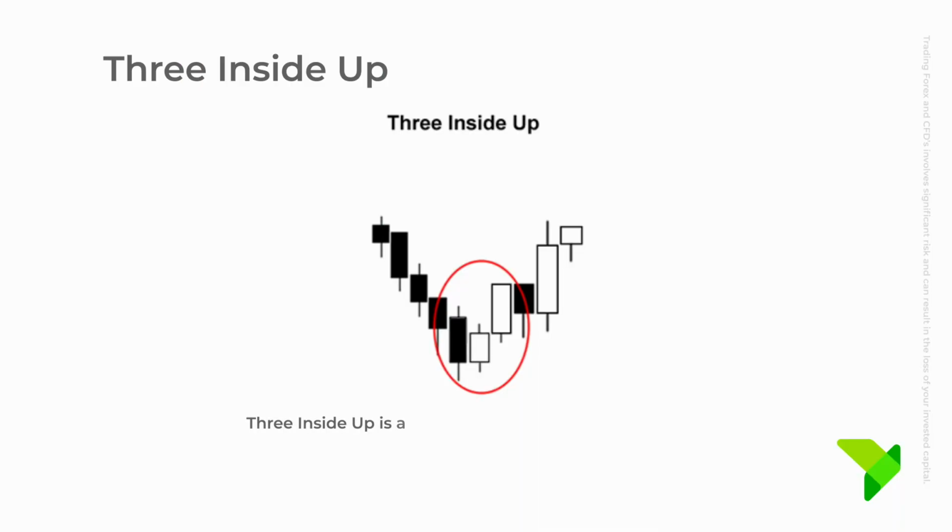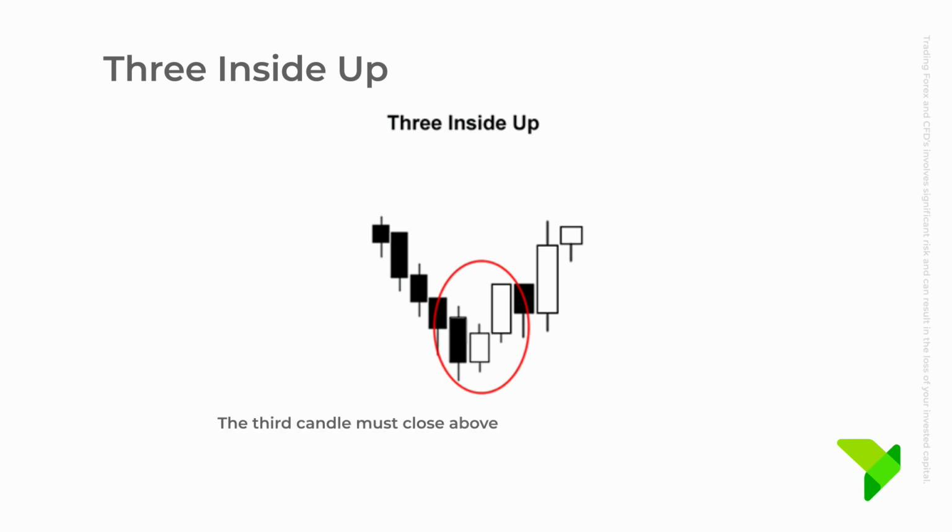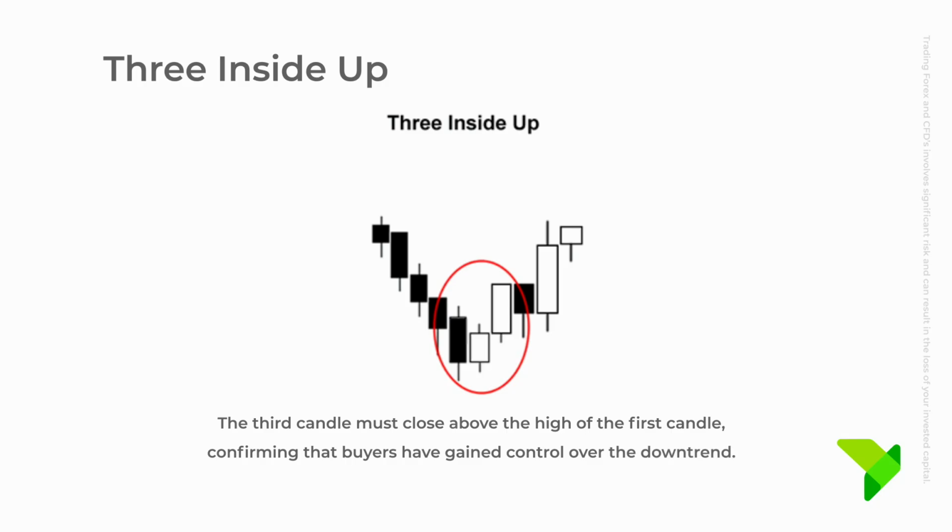3 inside up is a bullish reversal candlestick pattern occurring at the end of a downtrend. The first candle is a long bearish candlestick located at the bottom of the downtrend. The second candle should rise to at least the midpoint of the first candle. The third candle must close above the high of the first candle, confirming that buyers have gained control over the downtrend.